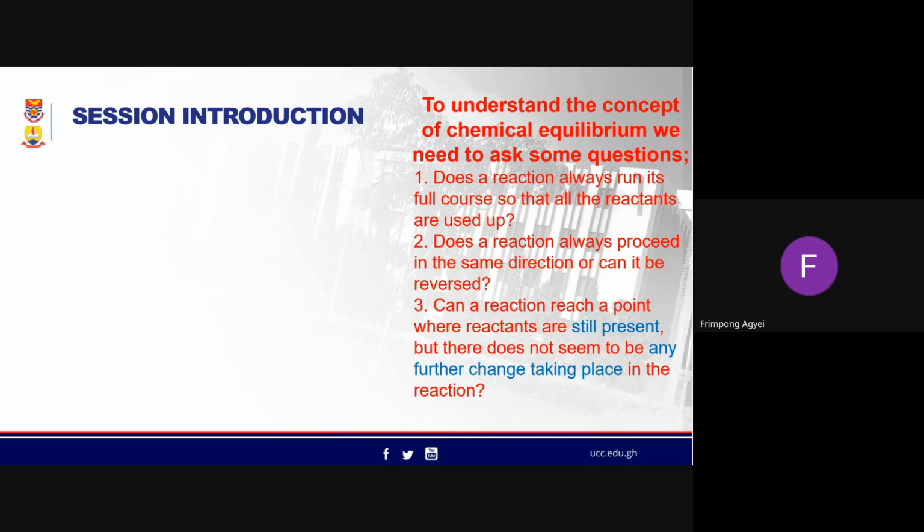Okay, thank you. The second one, does a reaction always proceed in the same direction, or can it be reversed? It can also be reversed. That's why we have reversible reactions. Yes, that's where we are now. This question will now introduce chemical equilibrium clearly.